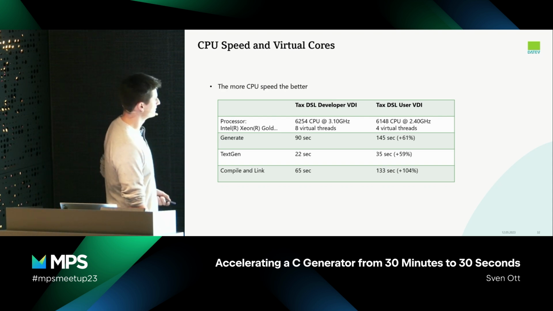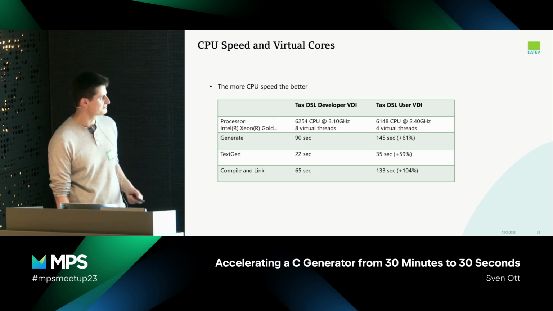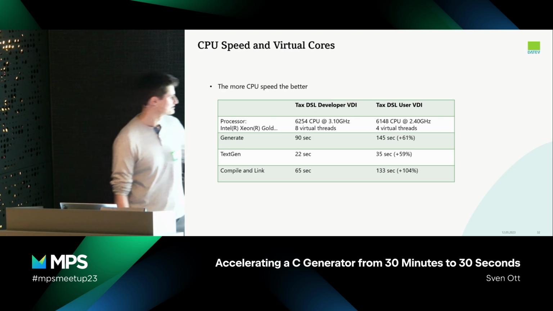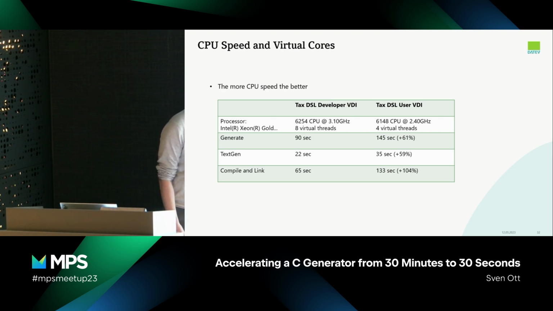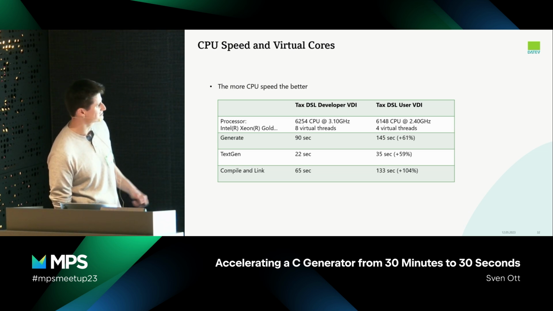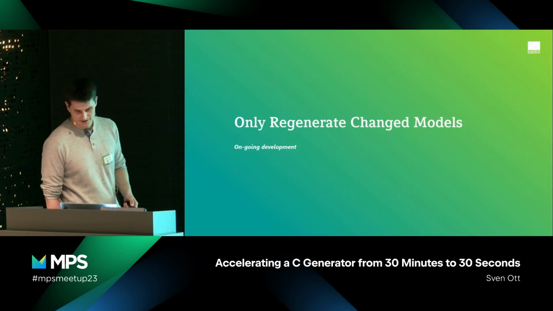Okay, I will skip this slide. It's mostly about CPU speed mattering. Our users have to use a weaker CPU, so we were quite surprised that the generation takes 90 seconds on our machine and 145 seconds on our user machines. But we are about to solve this issue and also provide stronger CPUs to our users.